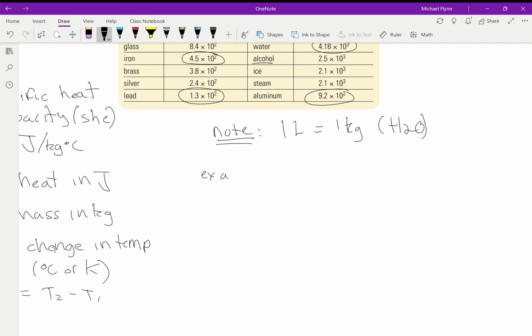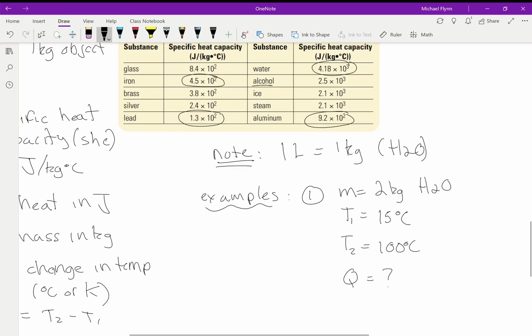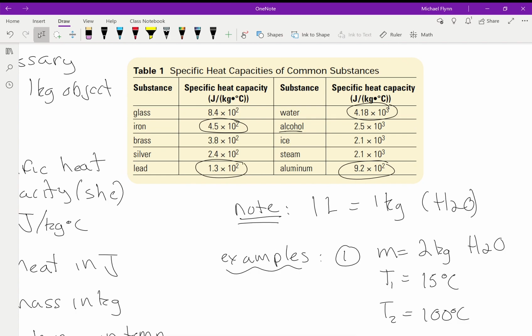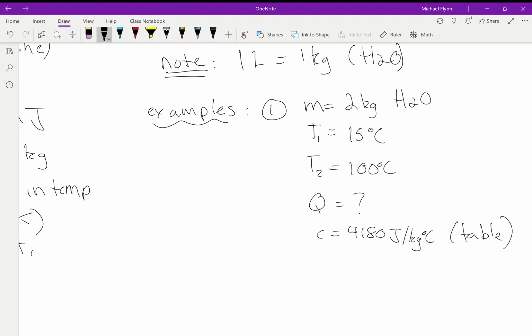So let's do some examples of how you use this. Example number 1: let's say you have a mass of 2 kilograms of water. You put tap water in it, and its initial temperature is 15 degrees C, a little bit colder than room temperature. You're trying to raise the temperature to 100 degrees C because you want to boil it to make your pasta. What you're wondering is, how much heat would that require? One thing that you'll always be given is a table like this. So we look up the specific heat capacity of water, which we're going to need, and it's 4180 joules per kilogram degrees Celsius. It's given from the table.